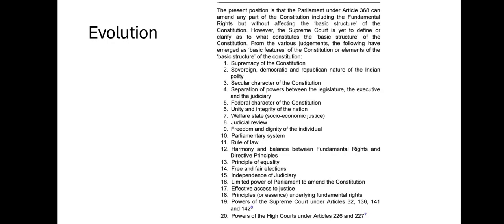Free and fair elections, independence of judiciary, the power of High Courts under Articles 226 and 227, and the power of the Supreme Court under Article 32, that is, writ petitions. Article 136 means SLP. Then Articles 144, 141, 142. 141 means an order passed by the Supreme Court is binding on all courts. 142 means doing complete justice. Fine.